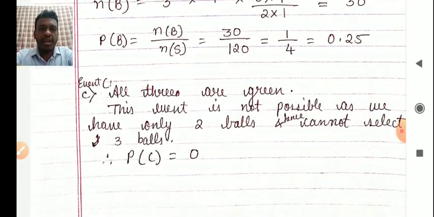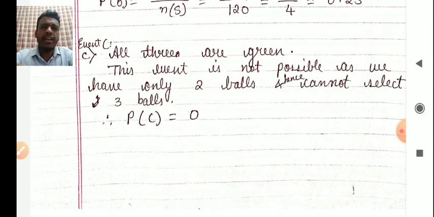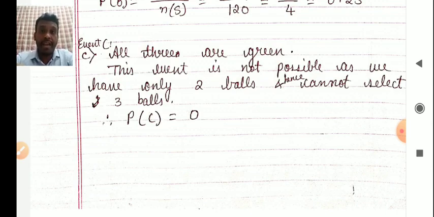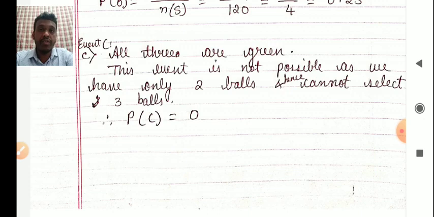Now event C: all 3 are green. This event is not possible at all. Why? Because we have only 2 green balls and we cannot draw 3 green balls from the bag, and hence it is an impossible event. And remember, the probability of an impossible event is always equal to 0. That is 0% chance of happening. When you draw 3 balls and you have only 2 green balls, definitely 1 ball should be of another color. So in this case the probability is equal to 0.